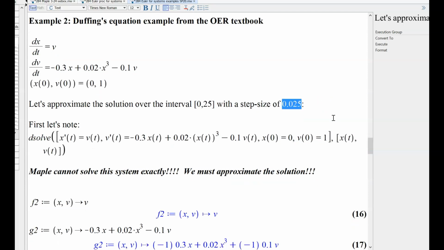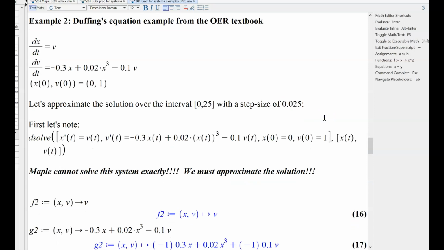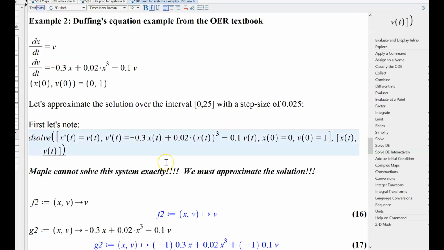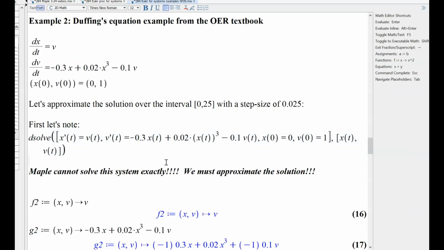The first thing we want to note, in contrast to the last example we did, where we had a partially decoupled system which we could actually write out the solution for on paper, and Maple could certainly easily solve it, is that here I've typed this exact initial value problem into Maple. Now watch what happens when we execute it. Nothing happens. Maple cannot solve that system exactly.